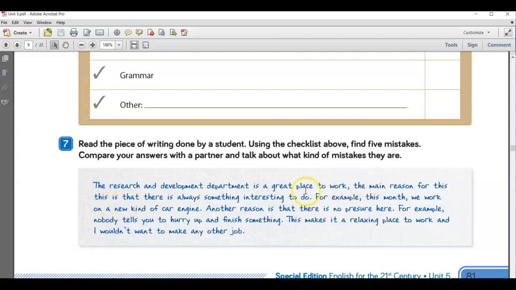Okay, the first problem is you should have a full stop here. This is repeated, and for example, this month we work. This month, if this is talking about this month, we should use present continuous. We are working. And here we have a problem, pressure. Okay? Now we should stop here and move to part 3.